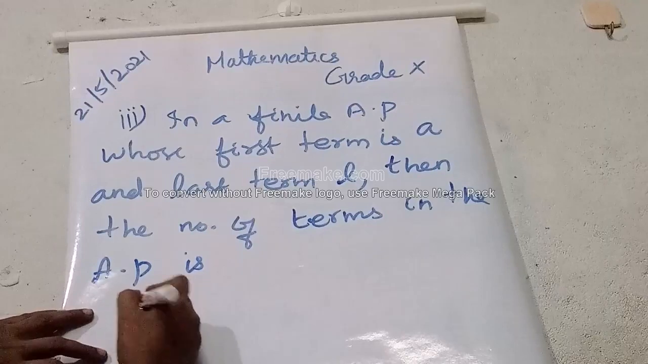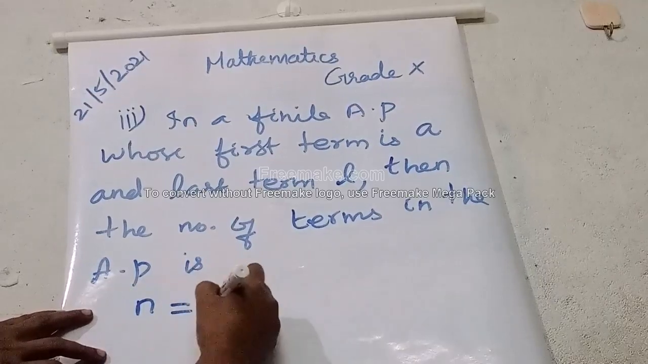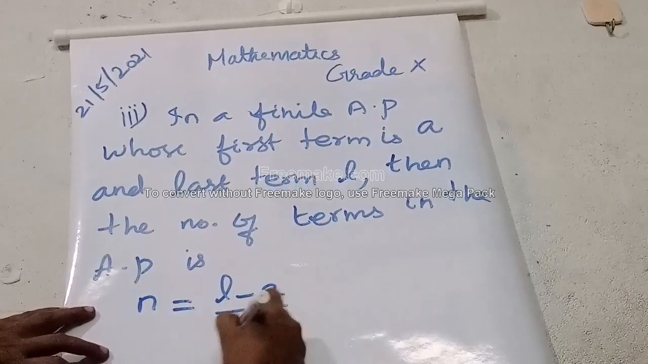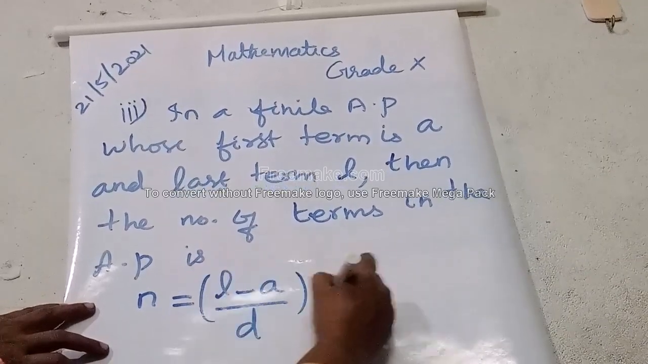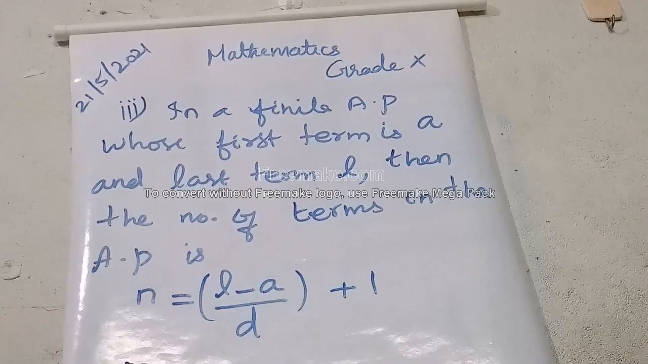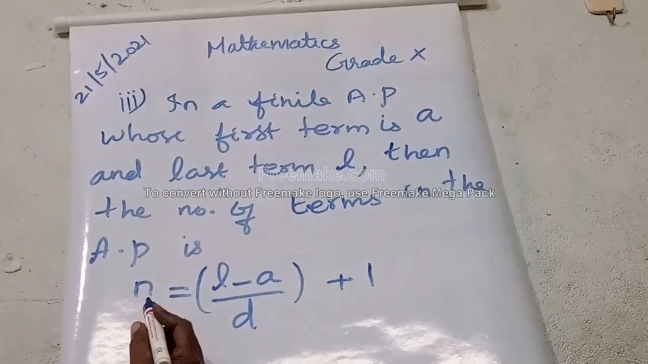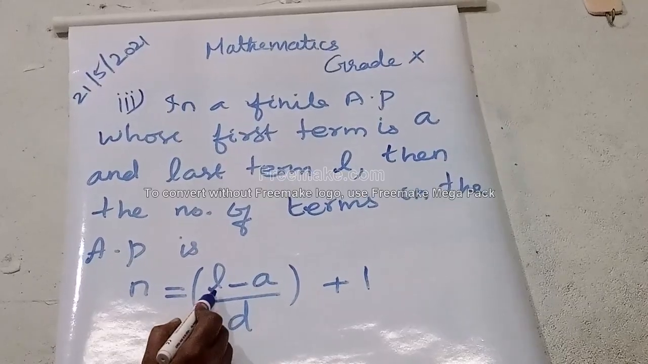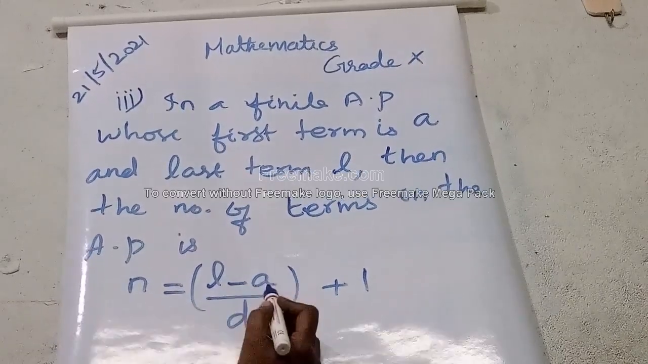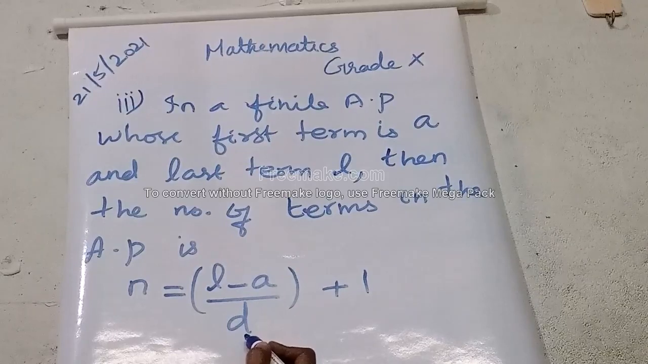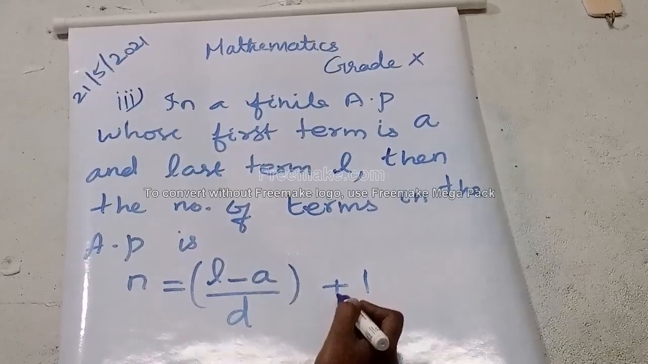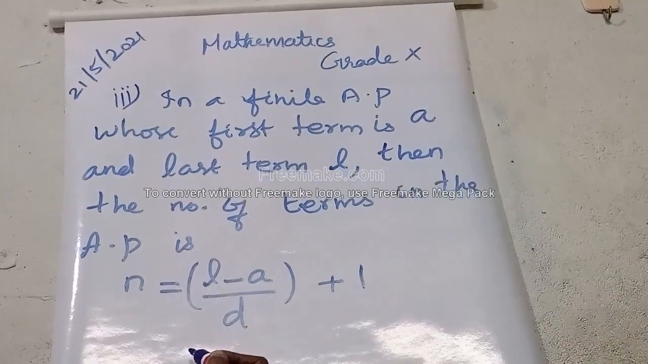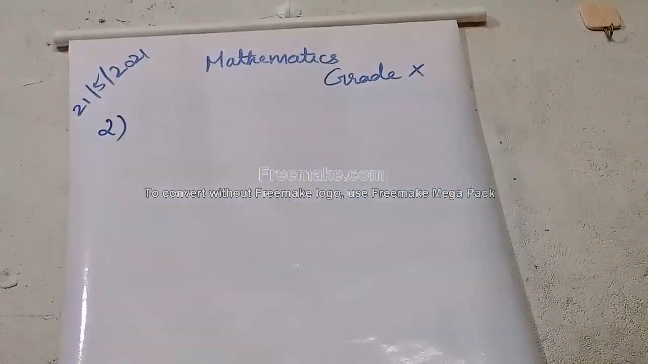To find the number of terms we use the formula n is equal to (l minus a) by d, plus 1. What is the formula? n is the number of terms, l is the last term, a is the first term, d is the common difference, plus 1. Using this formula, let us do one problem.